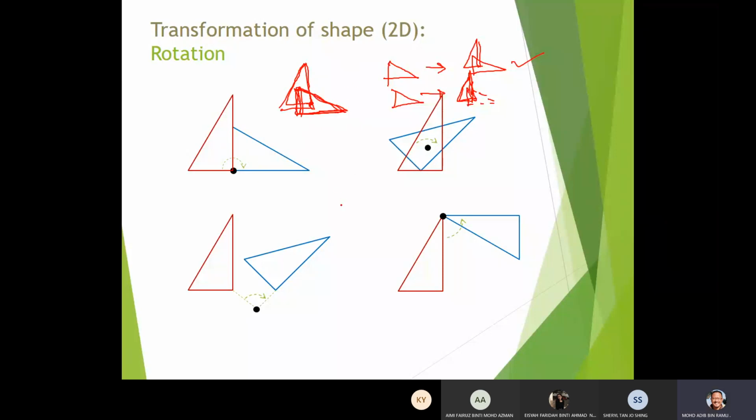Okay, so like this one, if you look at this, basically what happened is in the design development, you have this.